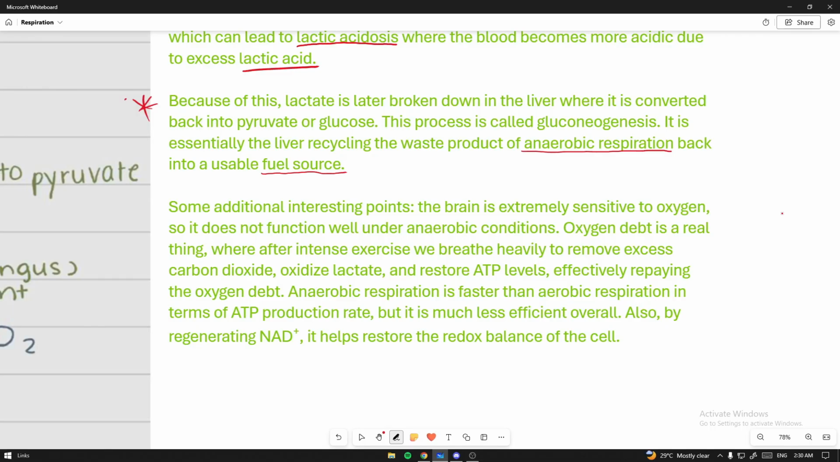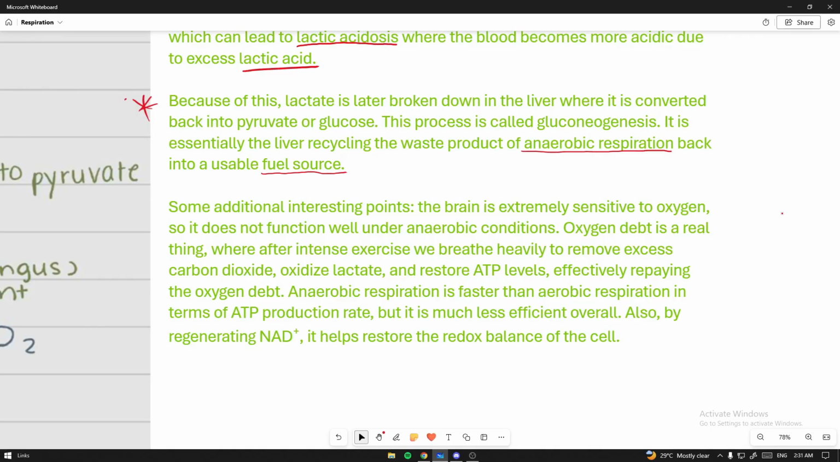So why do we breathe heavily after a run or whatever exercise? It is so that, as it says, we can repay the oxygen debt. The oxygen is basically used to oxidize lactate. Okay.